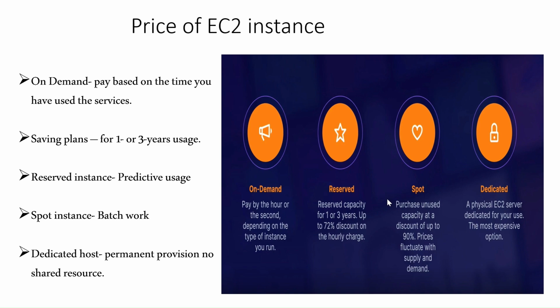Then spot instances are purchased unused capacity at a discount of up to 90%. Price fluctuates with the supply and demand. So spot instances are the instances which are unused and available in AWS. So there are instances which are not in use. Suppose today I just want to do a batch work, or just want to process some 100 or 1,000 records. Only for that time I need an EC2 server or instance. At that time I can always choose spot instance.